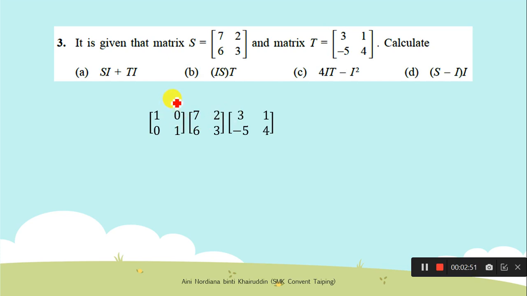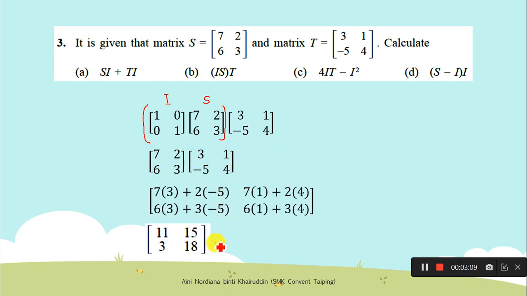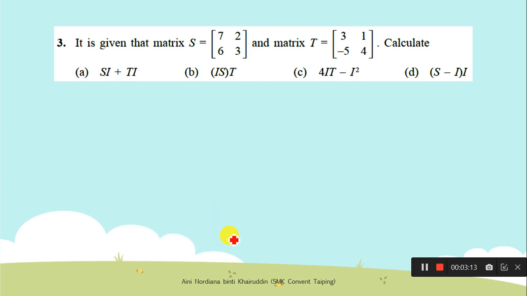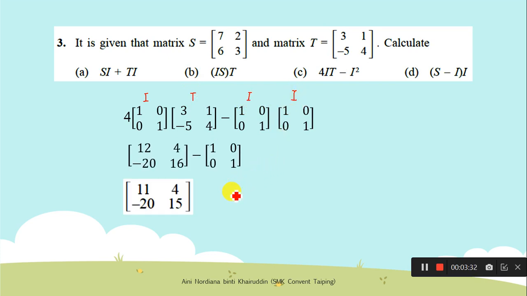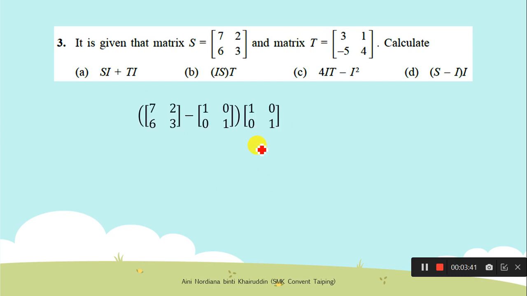For B, this is identity matrix multiplied with S. So we have to do the bracket first. So this is the answer. And then multiply with T. So this is the final answer. For C, 4 multiplied with identity matrix multiplied with matrix T minus I squared. So you will get this answer. Next, for D, this is matrix S minus I in a bracket, then multiply with I. So this is the answer for D.